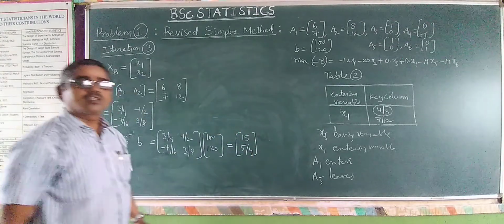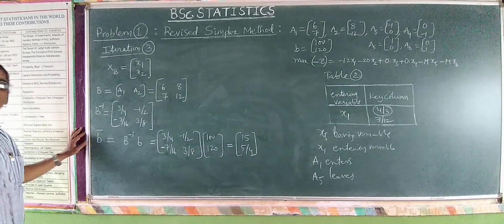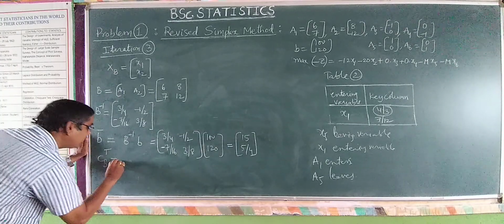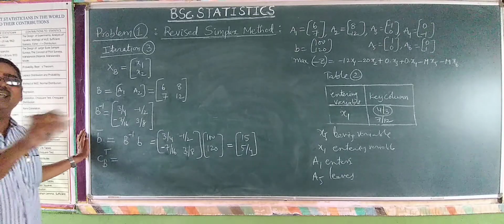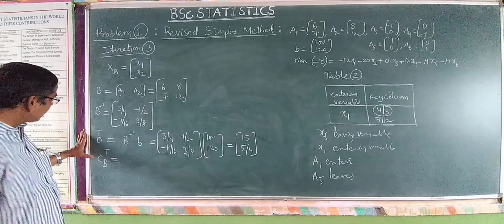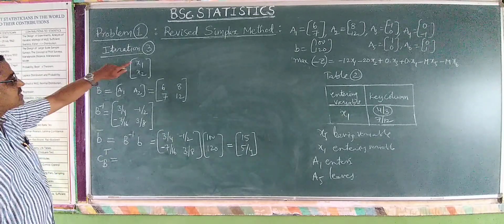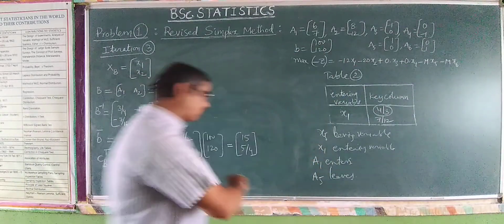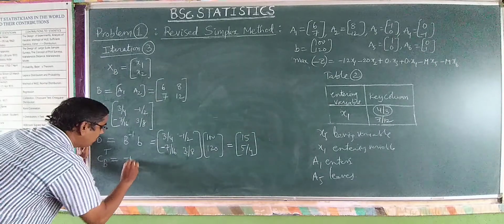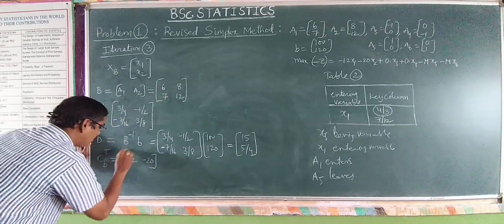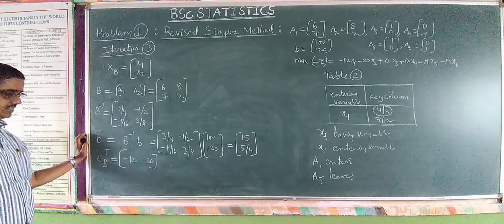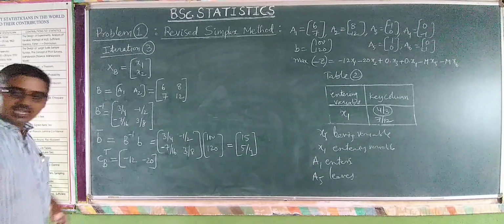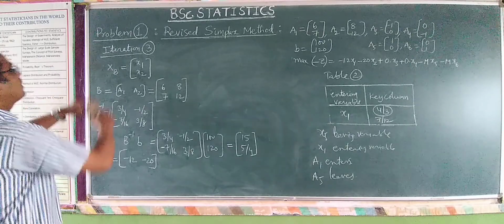5 by 4. And now what you have to calculate, what you have to write? CB transpose. What is the cost matrix and its transpose of the basis? What are the values of the variables of the basics X1, X2? What are the costs? Minus 12, minus 20. Transpose? Minus 12, minus 20, a row matrix now. And now we have to calculate pi. So I calculate the simplex multiplier here.